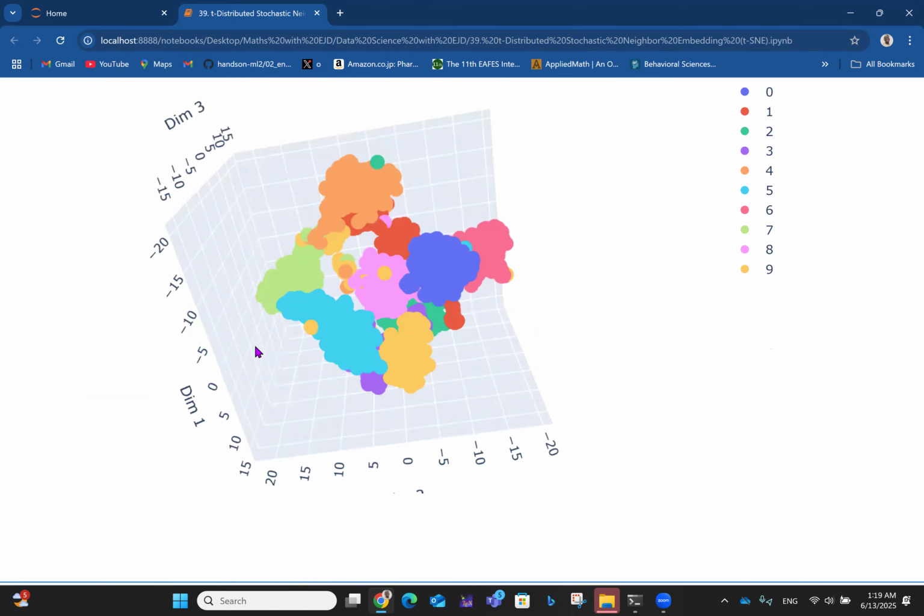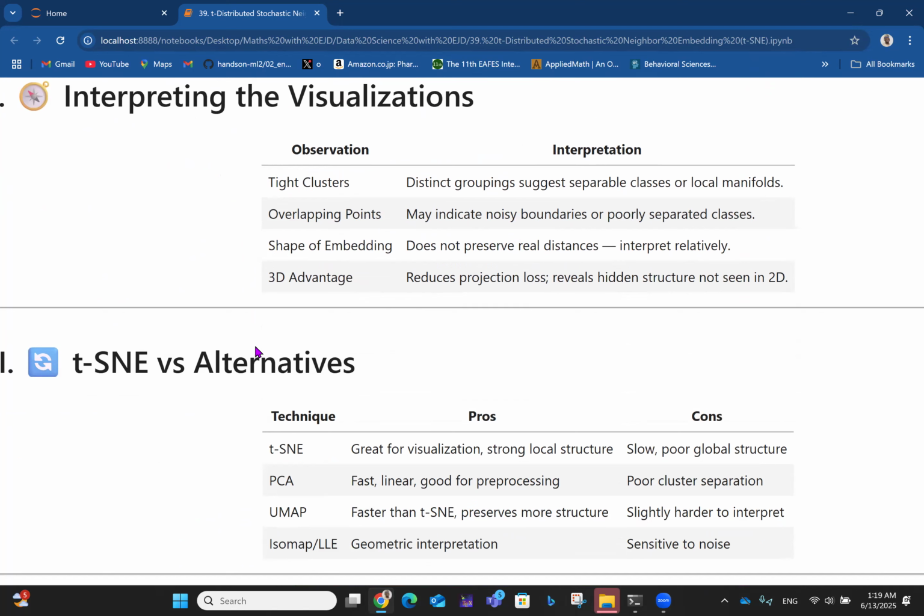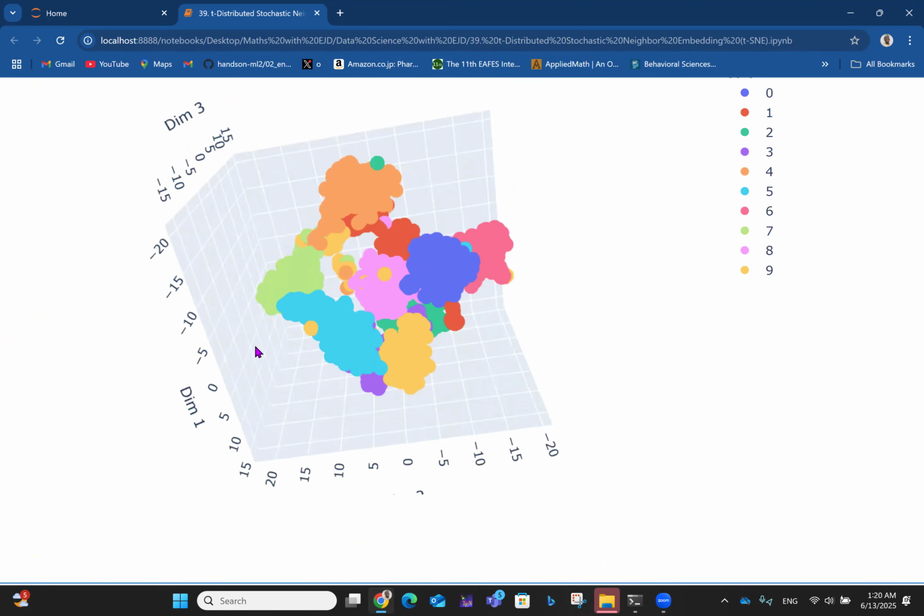So we have overlapping points like that. Overlapping points may indicate noisy boundaries or poorly separated classes. Obviously what we have up there is poorly separated, and they are probably noisy boundaries. Then the shape of the embedding does not preserve real distances, but is interpreted relatively. Then you have the 3D advantage. For the plot, linear 3D advantage reduces projection loss and reveals hidden structure not seen in 2 dimensions.